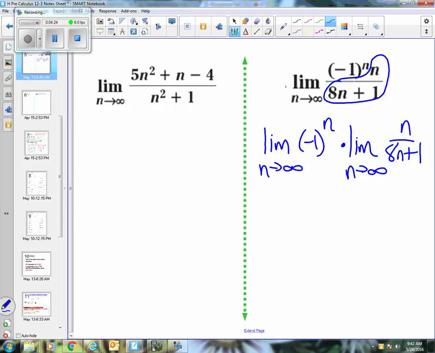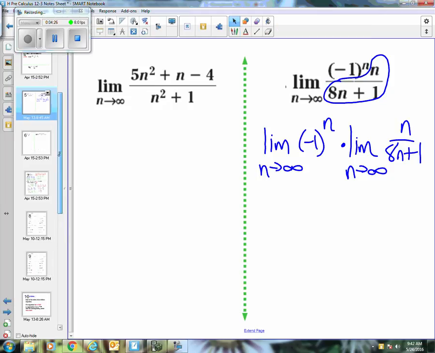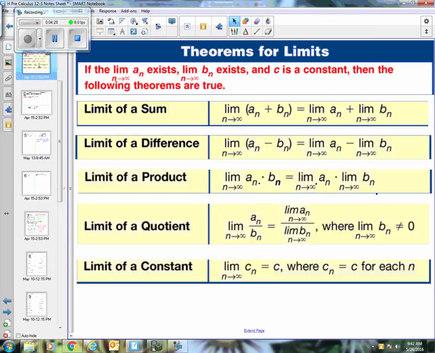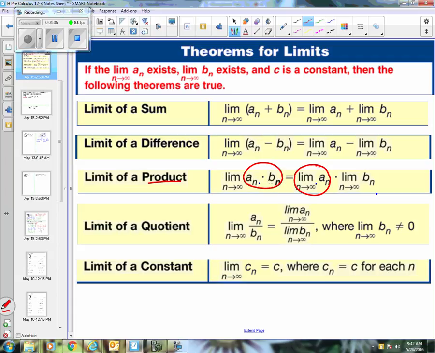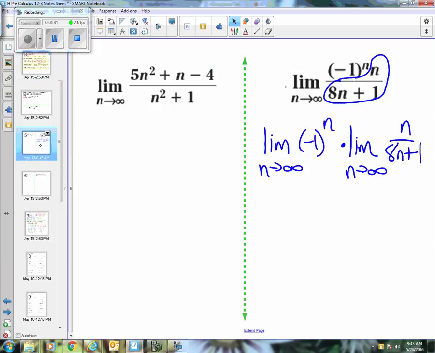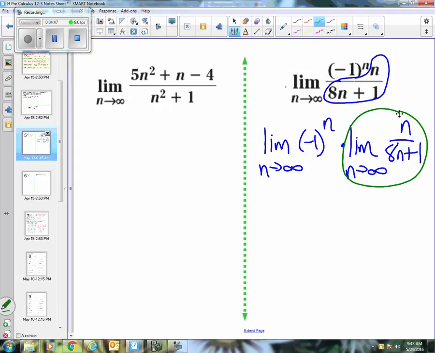What I'm doing is using the product property. So we have our theorems of limits, things that we can do. I'm using this product one right here where it says the limit of the product of two things is equal to the limit of the first times the limit of the second. So I can actually break them apart and look at the limit of each piece separately. I'm going to do that because I think that's going to be easier. Let's talk about this second piece first. Let's do the limit for that first. So I'm just going to use a sheet over here with my space and do just that second piece.